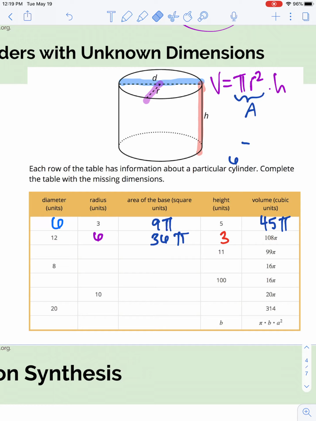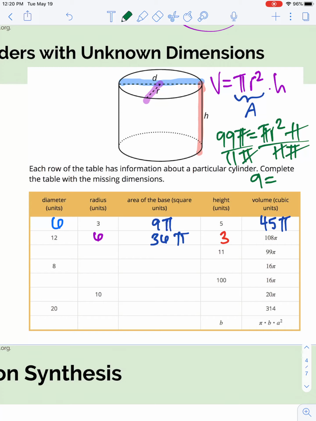So what do they give us? 99 pi, that's volume, equals, they give us a height. So pi r squared times 11. 11 is the height. So I'm going to divide by 11 and pi, because that's going to cancel out my 11 and cancel out my pi. Divide by 11 and pi. So 11 goes into 99 9 times. So then I'm left with 9, because pi cancels out, equals r squared. Remember, do the opposite, root. r equals 3.